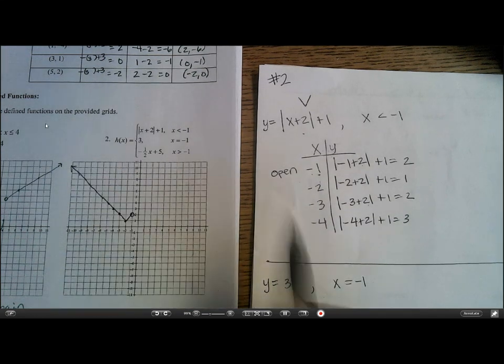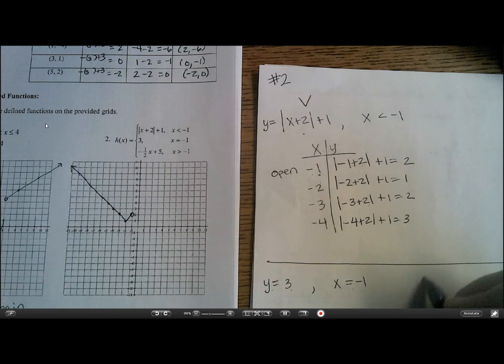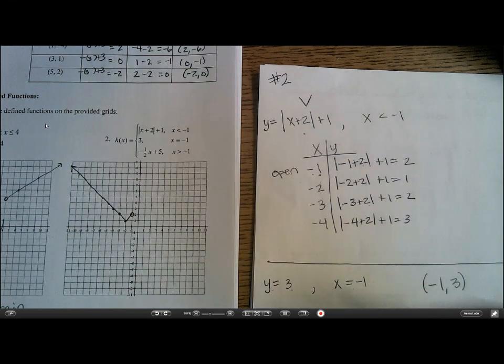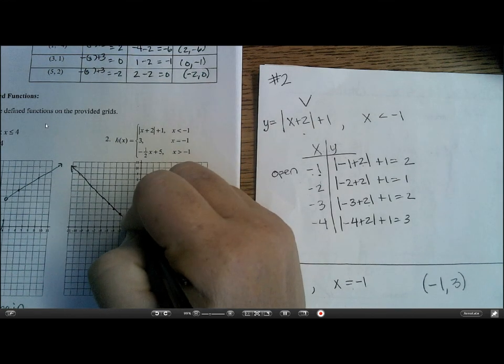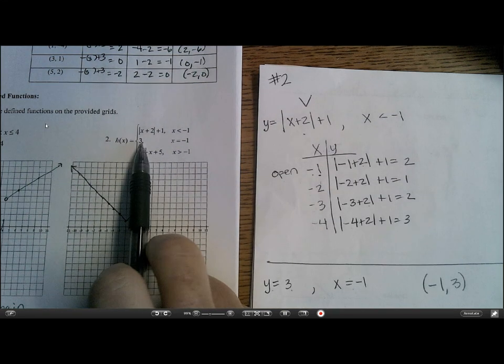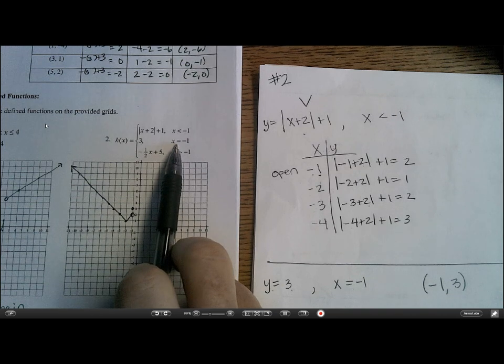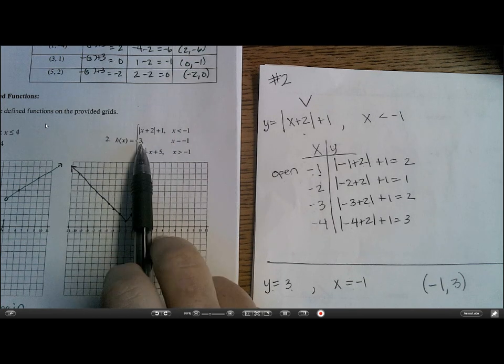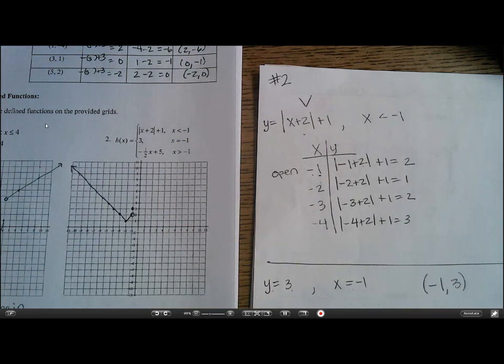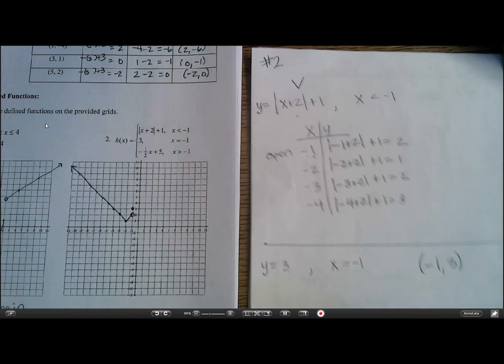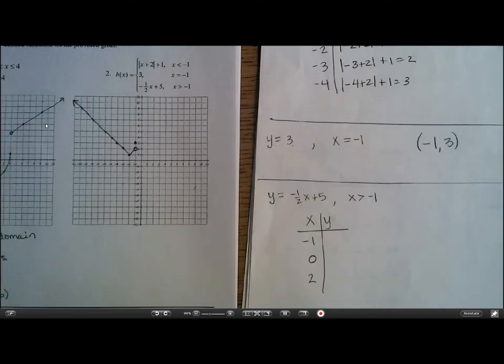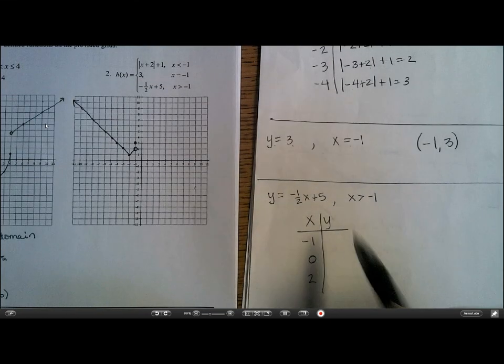Then we notice that the Y is 3 when X is exactly -1. So that is actually just a point, -1, 3. It's not an equation because this is saying that X only is -1. If it gave you a different domain, then it would be a horizontal line. Now we have a linear equation at X is greater than -1. So we're going to plug in -1.